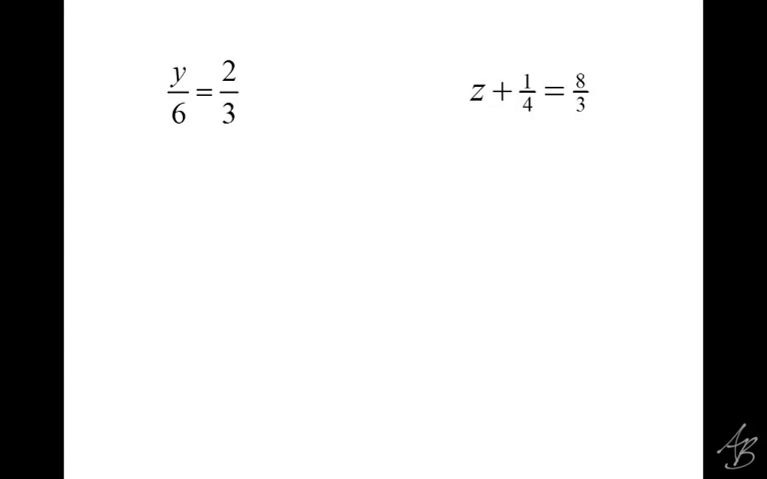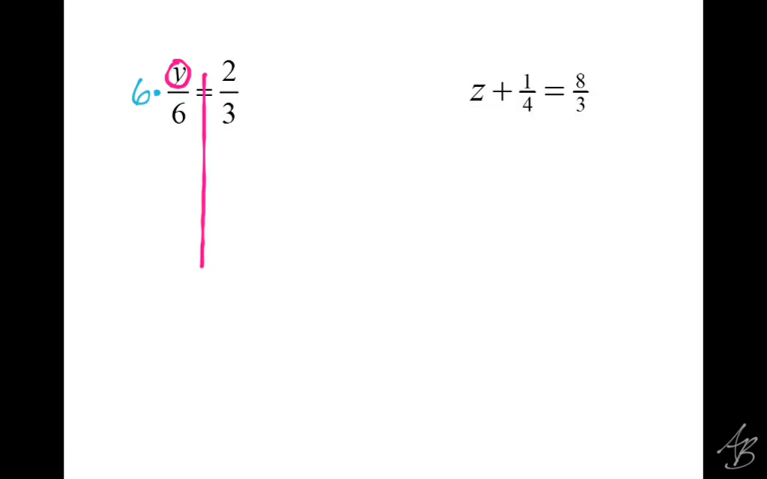On this next problem here, what do I want to get by itself? The y, so we'll circle that, draw our line of equality. And so what do I need to get rid of to get the y by itself? The 6. So how do I get rid of the 6? Multiply, right? That's y divided by 6. So to get rid of a division, we multiply. So we're going to multiply by 6.